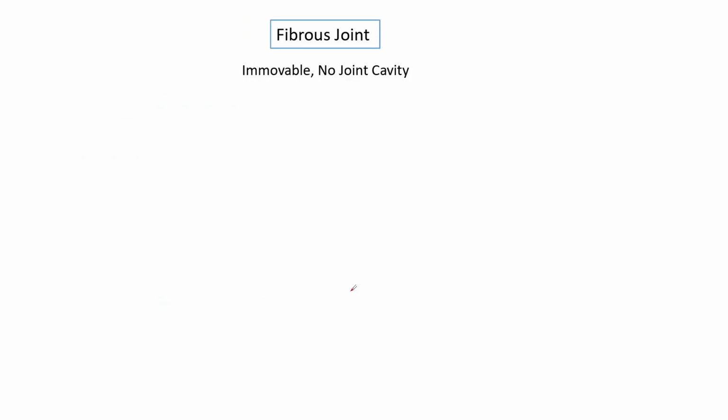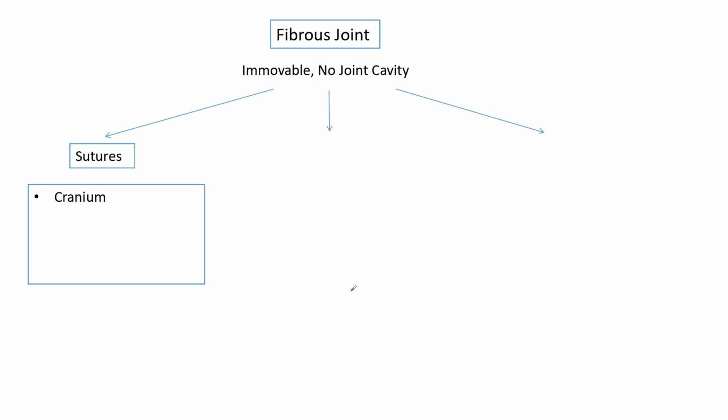Coming to the fibrous joint. Fibrous joint is immovable and has no joint cavity. It can be divided into three types. The first type is called sutures. Sutures are seen in the cranium, and the connecting fibrous tissue in the joint are called Sharpey's fibers.